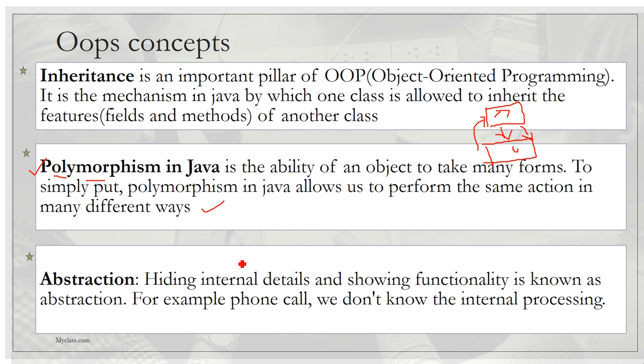Next is abstraction. Hiding internal details and showing functionality is known as abstraction. For example, a phone call. We don't know the internal processing. When we are calling any person, we don't know about the internal processes, but we get actually what we want. It's like the communication between two people. That is the concept of abstraction.